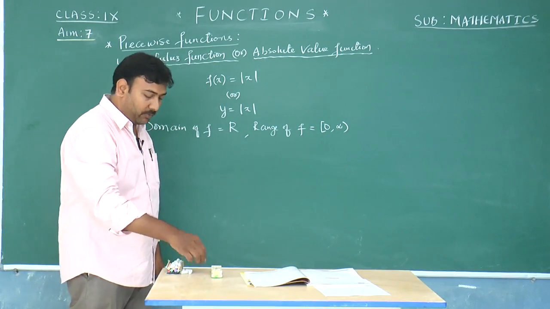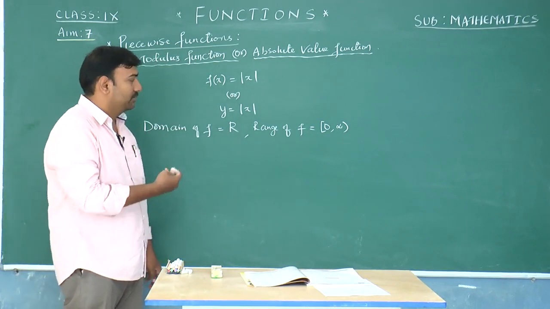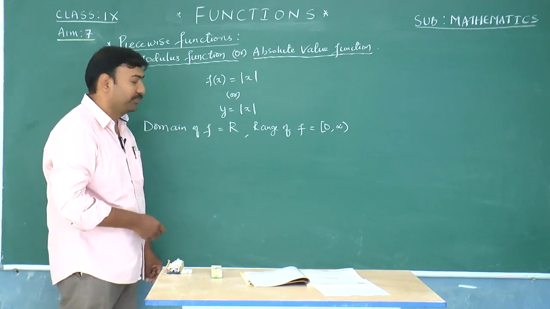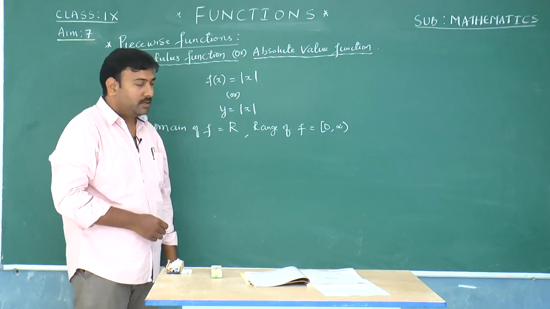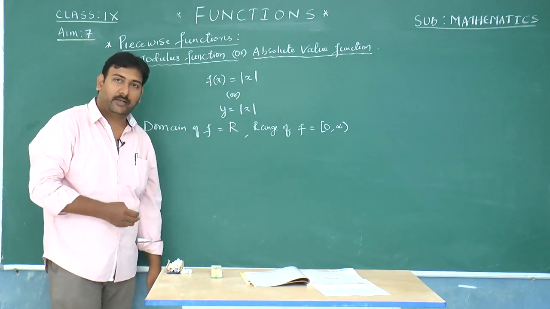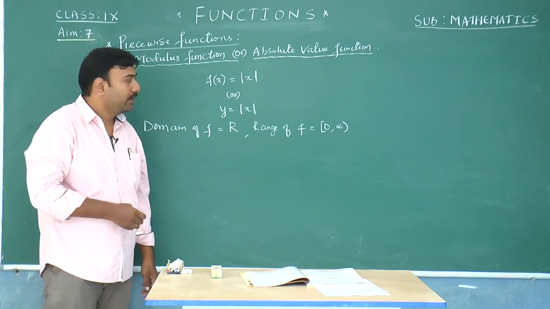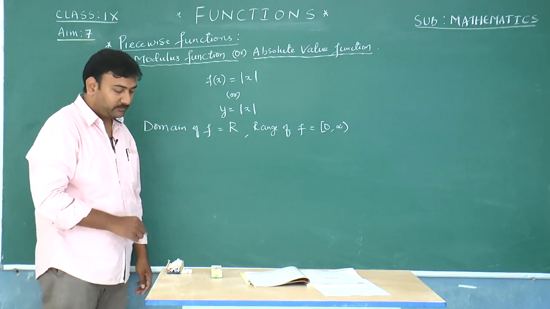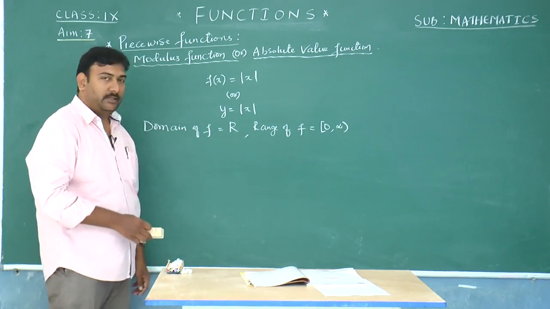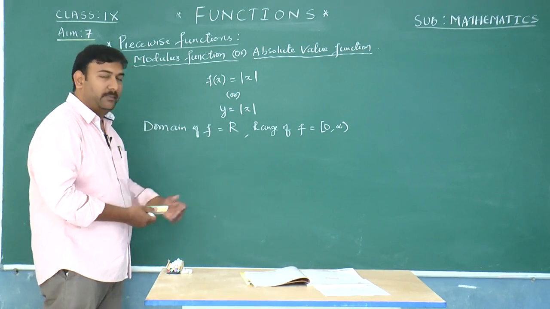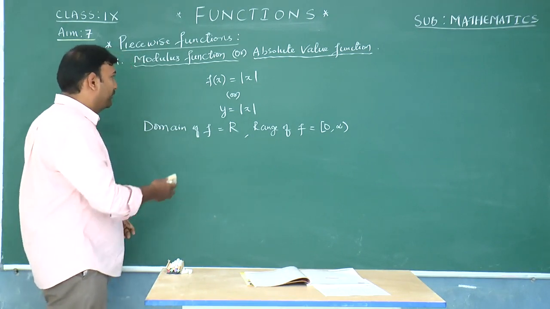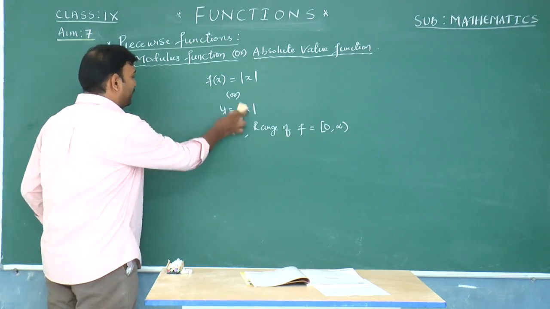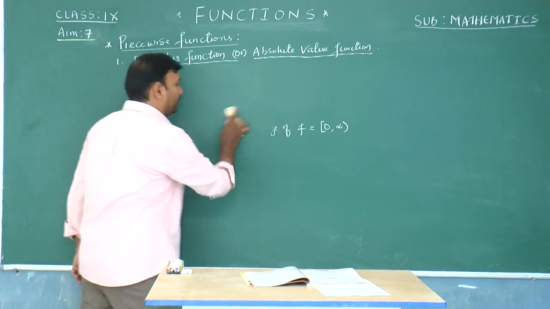Before going to this function, the absolute value function, we need to know what is meant by the absolute value of a real number. So we need to discuss the absolute value of a real number and the properties of the absolute value of the real number. One can understand the absolute value function only when they are perfect with the properties of the absolute value. So let's go ahead with the properties of the absolute value of a real number.